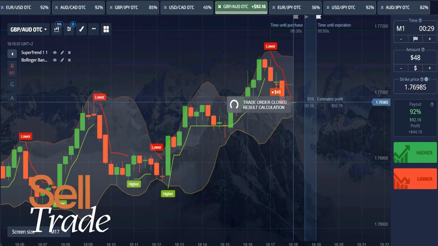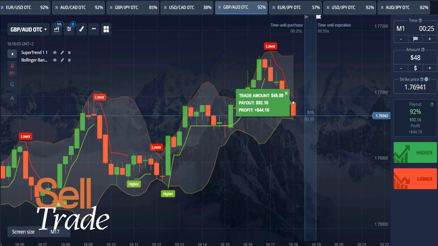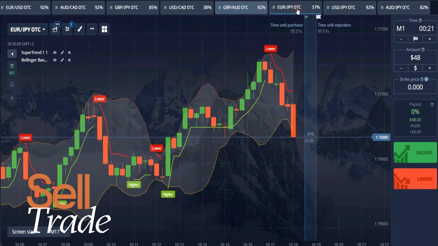As you can see, the price continued moving downward and closed below the entry level at expiry. The sell trade ended in profit, exactly as planned according to the strategy rules.